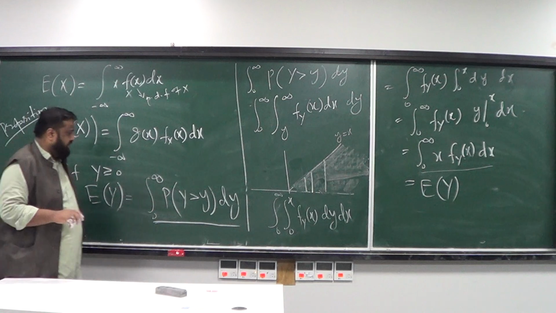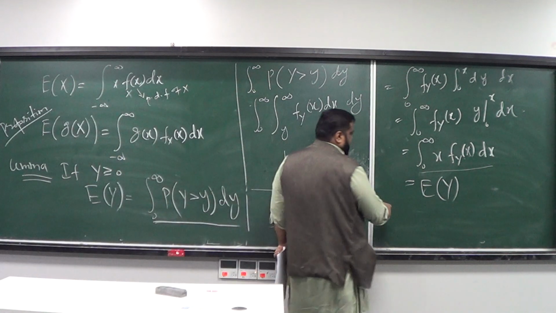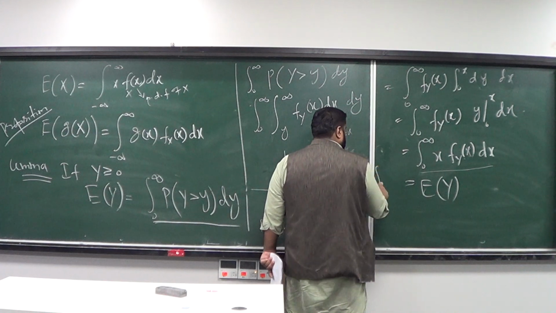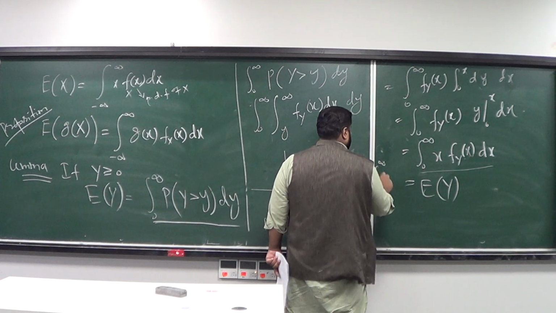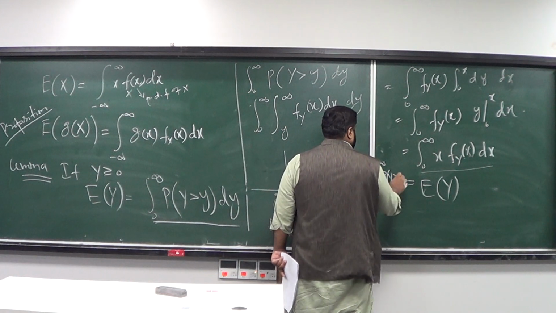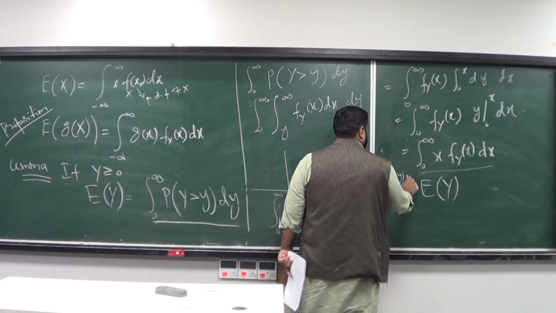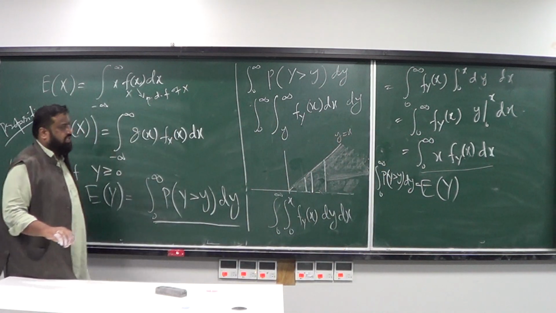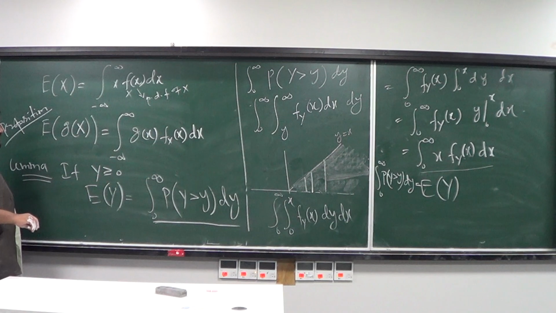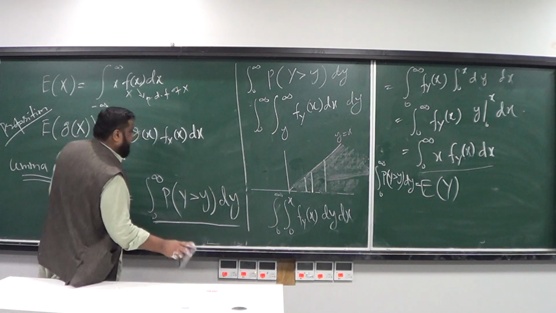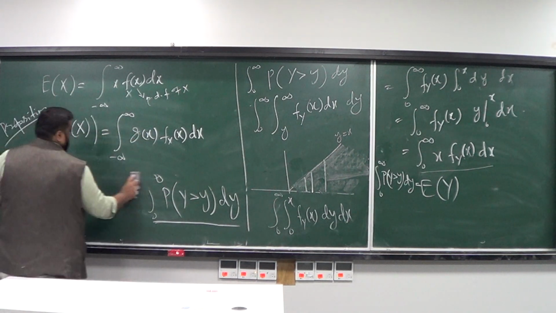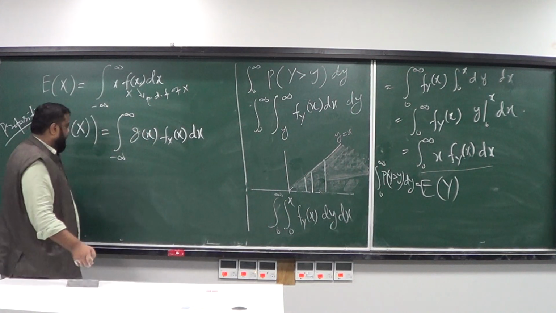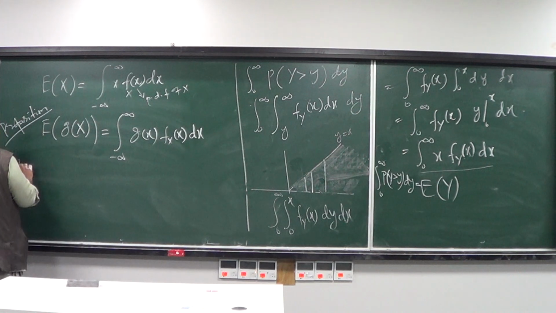Now, I would like to write this identity. So this is really what we call the integral from 0 to infinity of the probability of Y bigger than y dy, and it's equal to the expectation of Y. So this is the identity that we have proved. I want to use this identity now to prove this result.